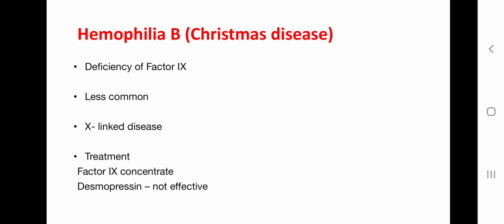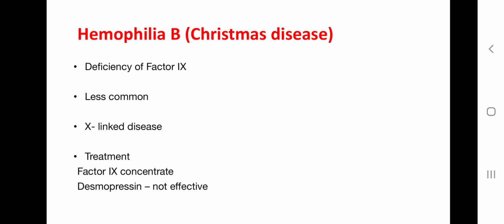So that's about hemophilia A. Hemophilia B is also called Christmas disease. It has similar clinical features as hemophilia A. It occurs because of the deficiency of factor 9. So factor 8 deficiency results in hemophilia A, and factor 9 deficiency results in hemophilia B, called Christmas disease. It is less common. It is also an X-linked disease having the same X-linked inheritance as in hemophilia A, and the treatment is factor 9 concentrate. In hemophilia A, you give factor 8 concentrate. Here you give factor 9 concentrate.